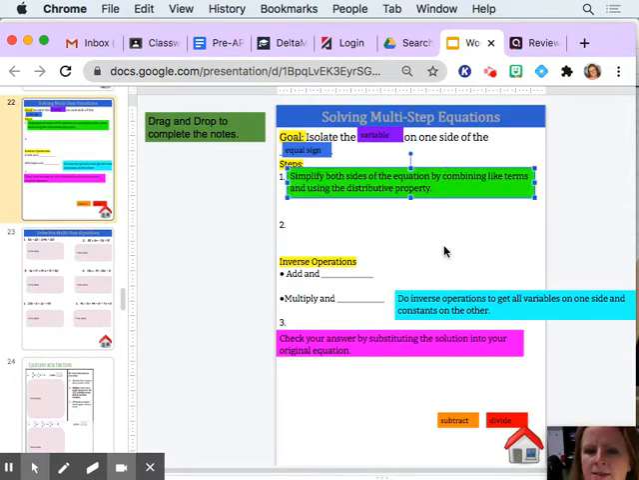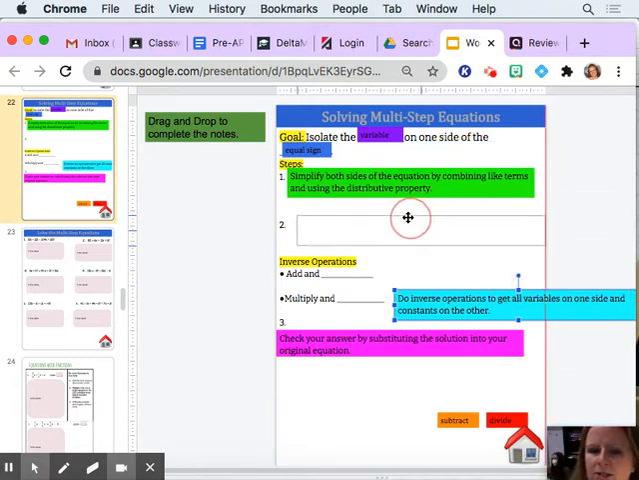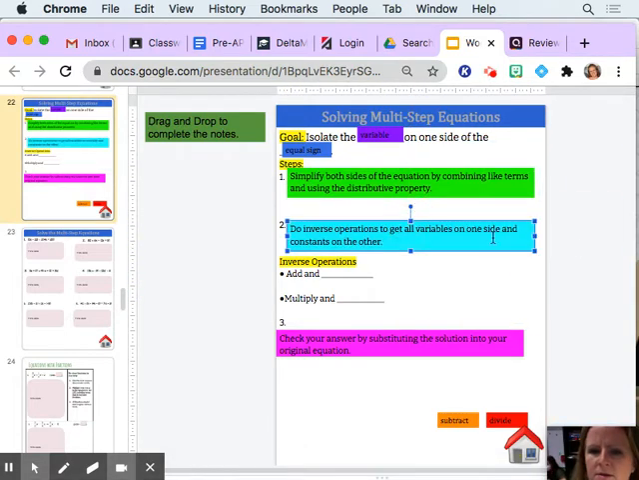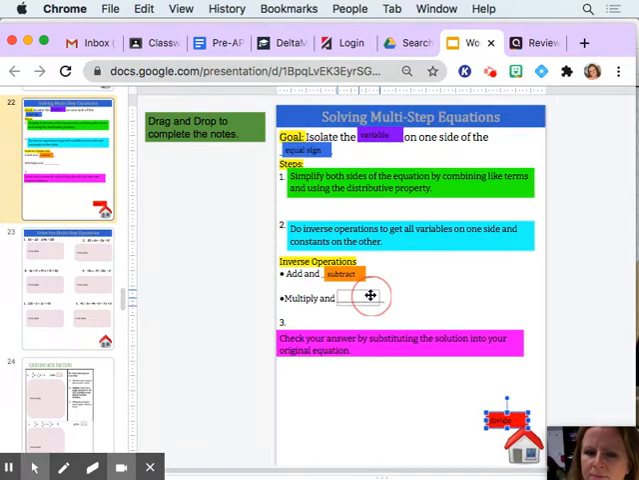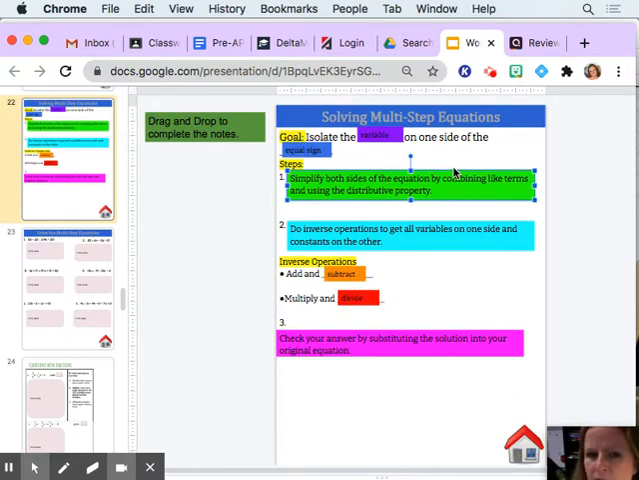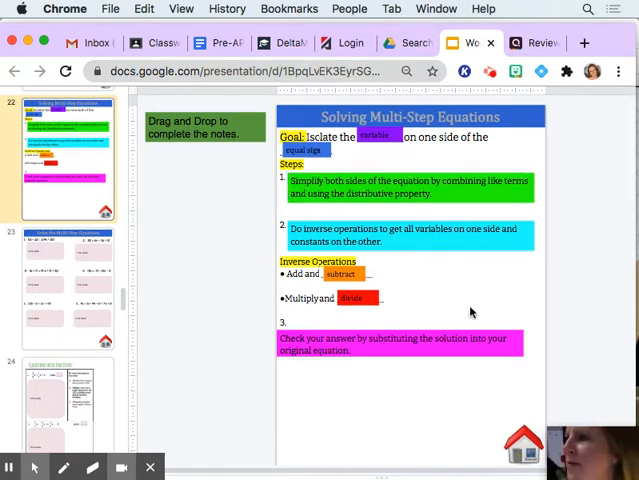Okay. And so then our second is do inverse operations. So what are inverse operations? What is the inverse operation to add? Good. And then multiply, divide. Okay, so those are the steps. So we're doing multi-step equations, which means we're going to do a lot of simplifying on both sides of the equal sign. And then we will start moving variables around.